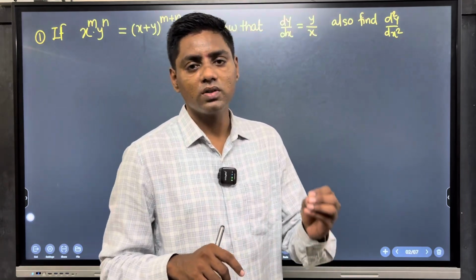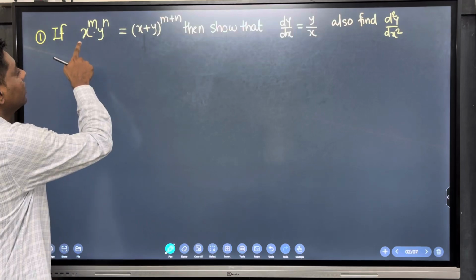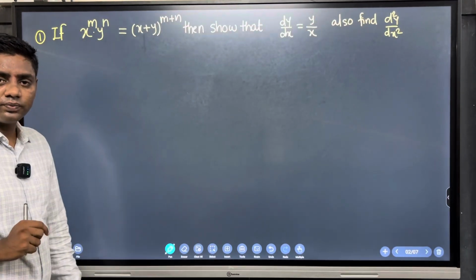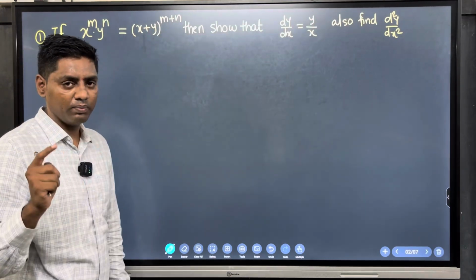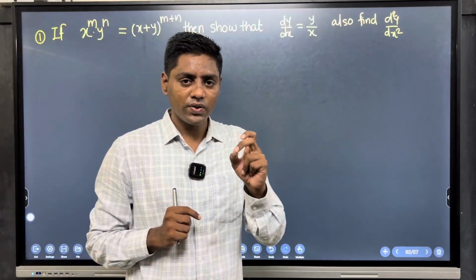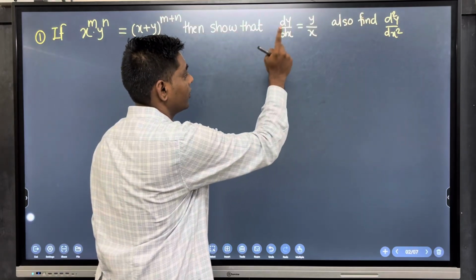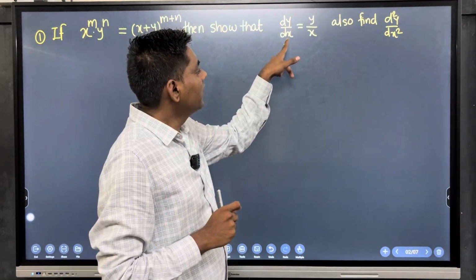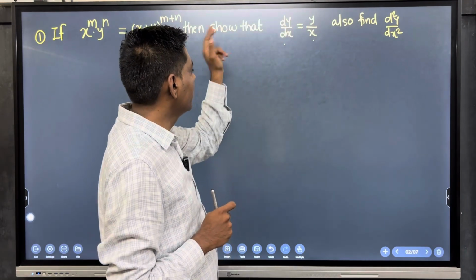You just remember some important laws of logarithm. So here what is given: x and y both are in multiplication and raised to different powers, equal to (x plus y) raised to m plus n. Here m and n are constants, and x and y are functions. We have to find the derivative of that function, and after that we get the answer y divided by x. That is our solution, and we have to show that.